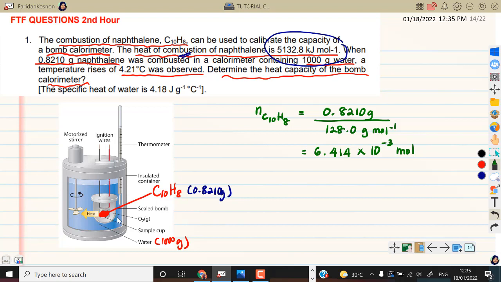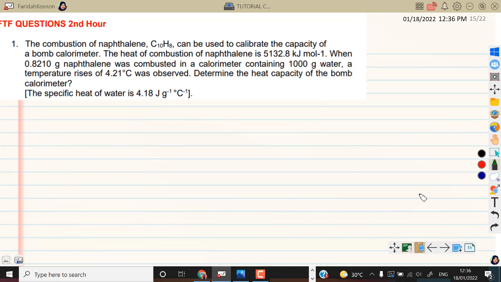Okay, so now if you refer to the question, we have heat of combustion of naphthalene, which is 5132.8 kilojoule per mole. So actually this one is enthalpy of combustion. Jadi, seelok-eloknya you convert this statement dalam bentuk thermochemical equation. So, siapa yang kena 1 mole? Sepatutnya dah tahu dah. Naphthalene tu yang kena 1 mole kan? Okay, so we have naphthalene C10H8, which is in solid state.